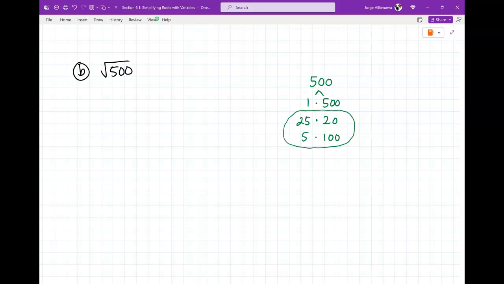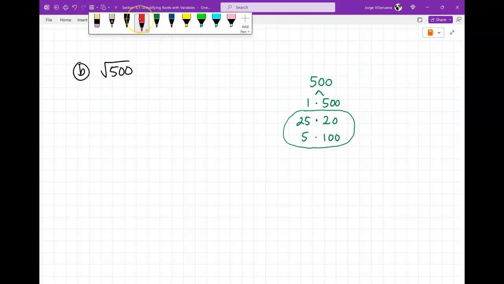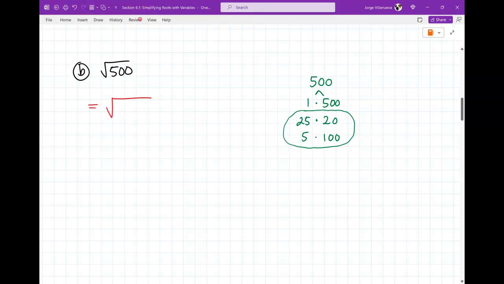I'm going to show you what happens if you pick 25 and 20 though, okay? Because I don't want to just be like, let's not worry about it. Let me show you what happens with that one after. So this will be 5 times 100. The 100 goes out and becomes a 10. So that becomes 10 radical 5.